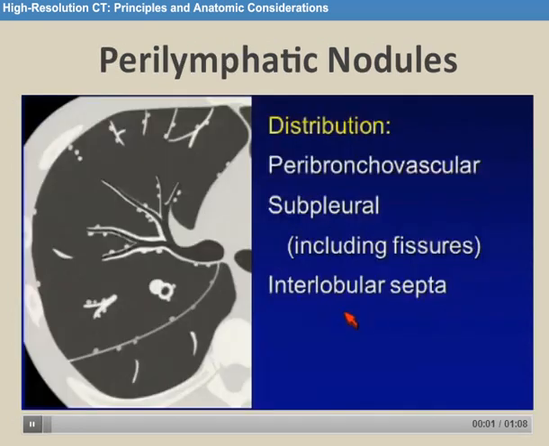Well, now let's move into perilymphatic distribution. Remember, we talked about the lymphatics extending along the peribronchovascular structures, the subpleural region, including the fissures, and the interlobular septa. And those are all depicted here on the illustration. We're showing you nodules now in perilymphatic, peribronchovascular, subpleural, touching the pleural surface along the fissure, and you can see these also in cross-section when you find the bronchoarterial pairs.